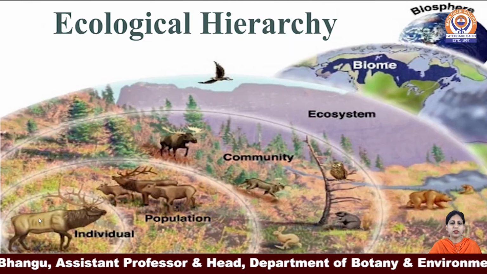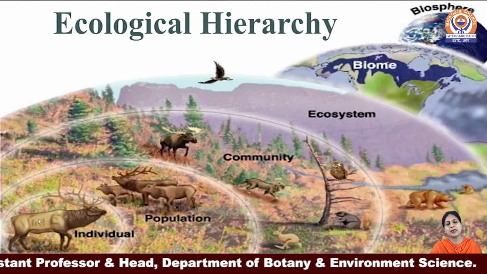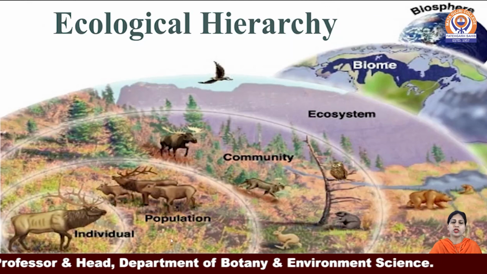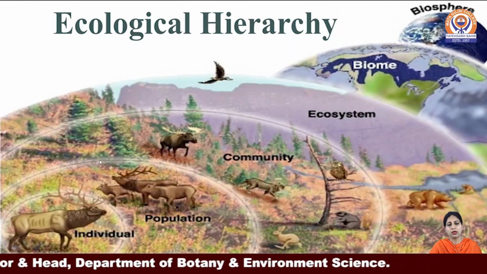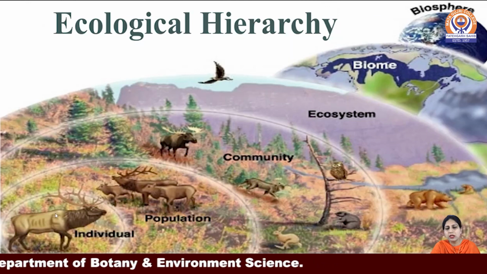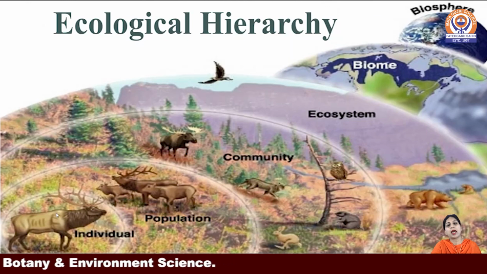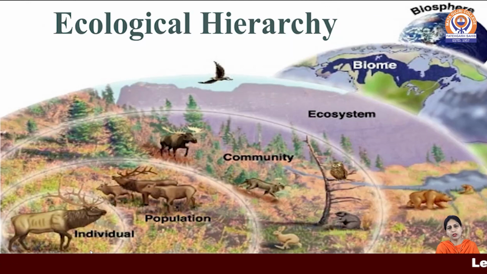All the individuals of the same species, residing at the same place at the same time, constitute the population. So the species can be any species. For example, it can be deer, it can be lion, it can be monkey, or it can be cow, buffalo, any species can be there. So all the individuals of the same species that are residing at the same place at the same time constitute the population.